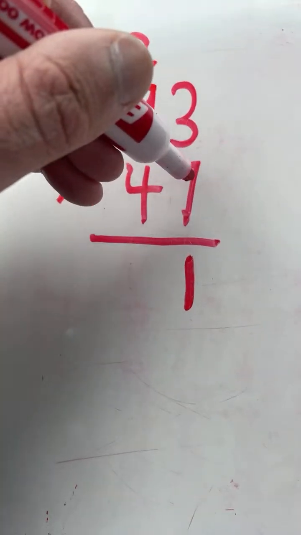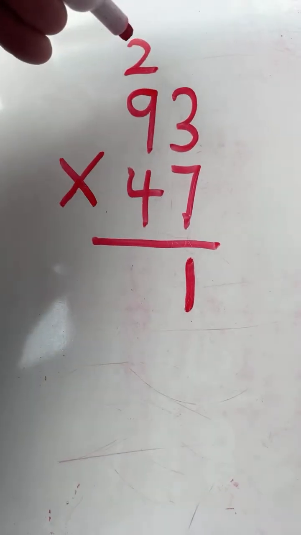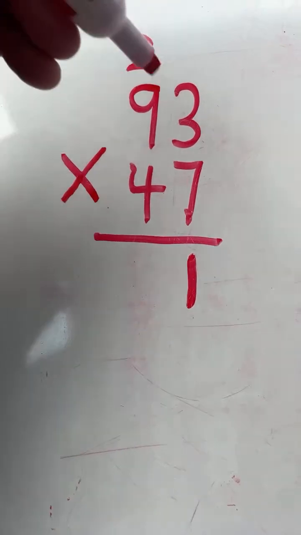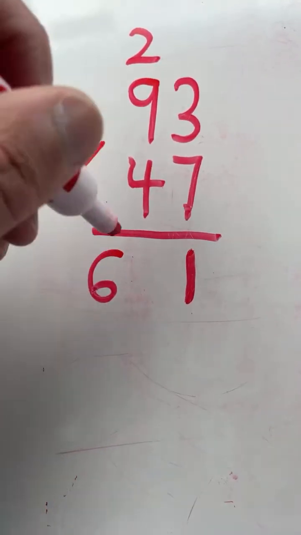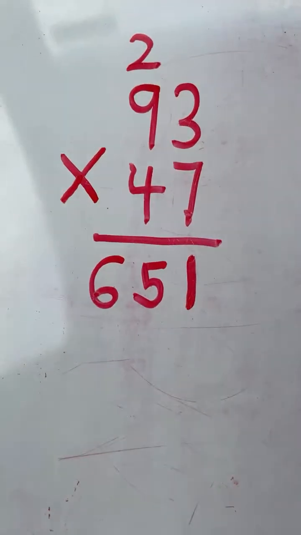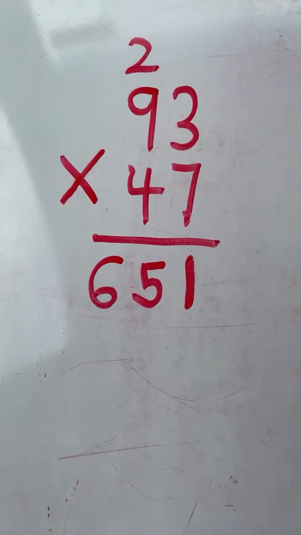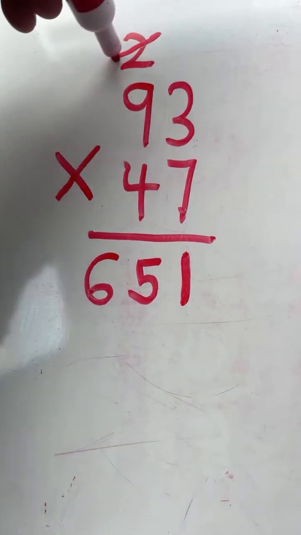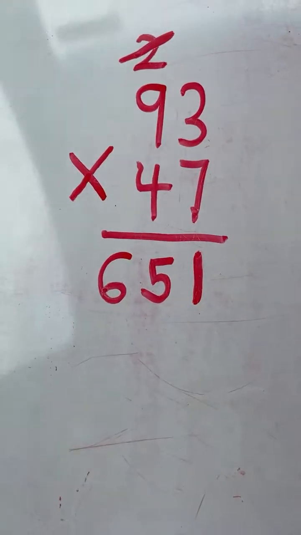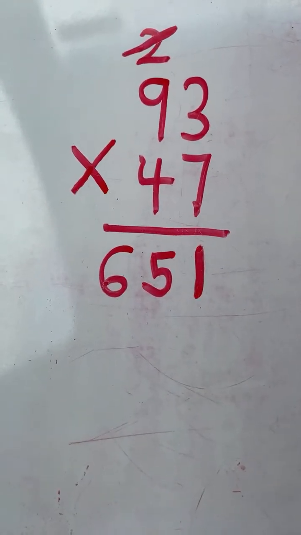9 times 7 equals 63. We have to add the 2 that we carried over to our answer. 63 plus 2 equals 65. Let's see if the person in the chat is right about the final answer being 4,371. Could be, very possible. So far, we've multiplied 93 times 7.